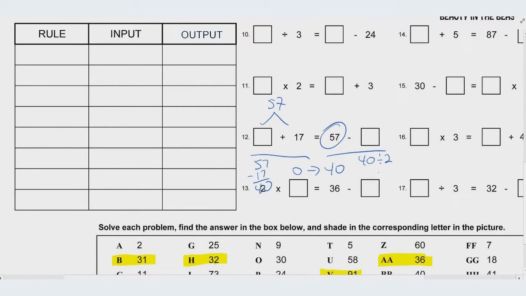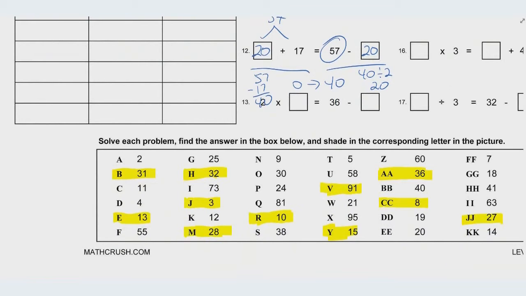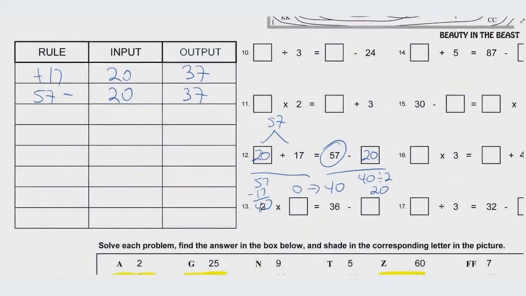We do 40 divided by 2, which gives us 20. I put 20 into my input. We are adding 17. We are saying 57 minus. So 20 plus 17 is 37, and 57 minus 20 is 37. So we know that 20 goes into our box. And we come down here and we look for 20. 20 is EE. Again, that's not ET, it's EE. So we find EE up in the picture and we shade in all the EEs.